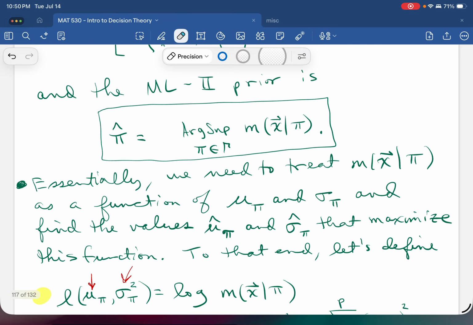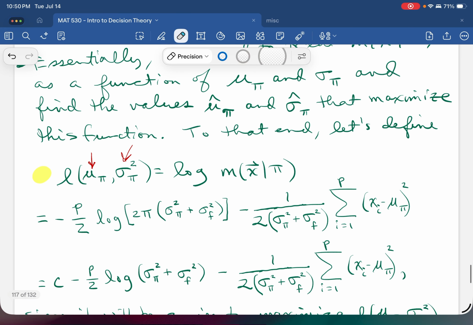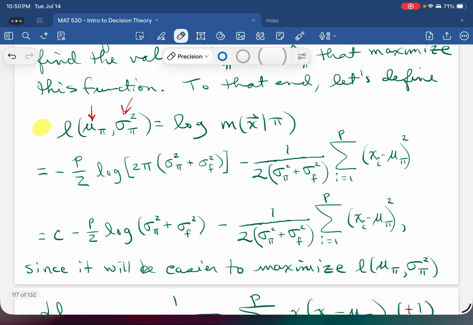So just as with any likelihood function, we treat the data as given, and we treat the parameters that determine our prior, in this case, as variable. And so we want to treat the mu_pi and the sigma_pi as the variables. So to that end, we're going to do like we normally do with this likelihood business, and we're going to look at the log likelihood, because that's easier to work with, and it preserves maximums and minimums because of the fact that the log function is increasing. So the log likelihood is what we see here.